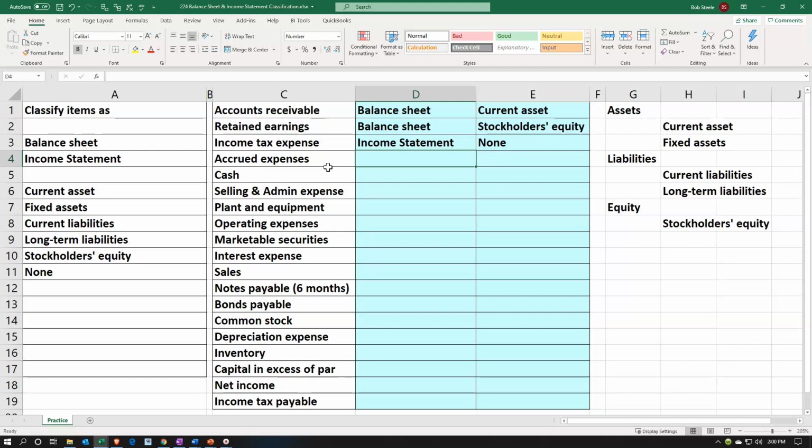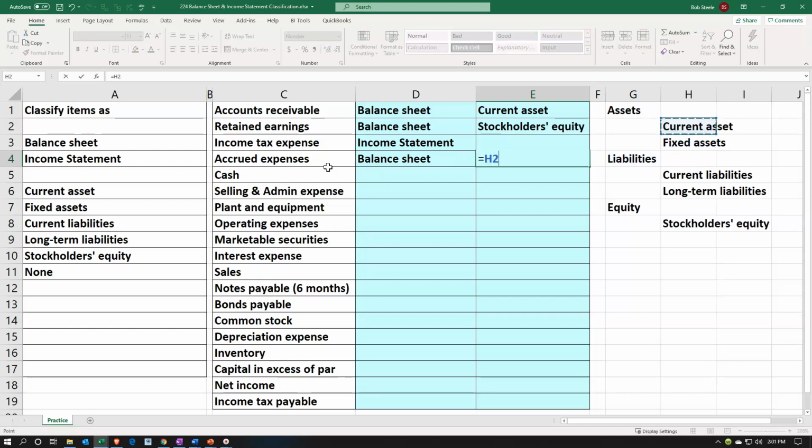Cash has not yet gone down. Therefore, we owe cash in the future or something else. We owe something in the future. And so that's going to be a liability. So that'll be a balance sheet account. And it's typically something that we're going to owe in a short period of time. Therefore, it would be a current liability.